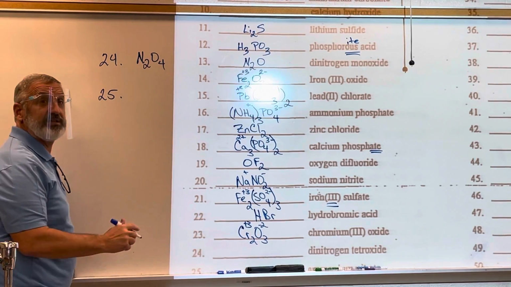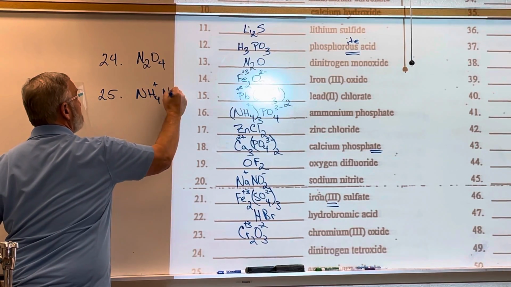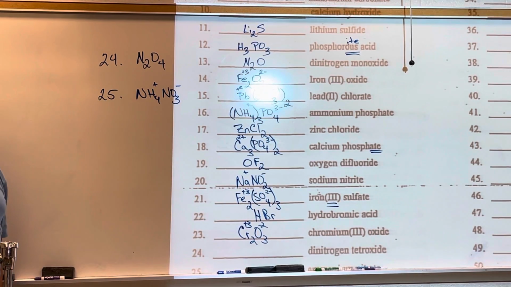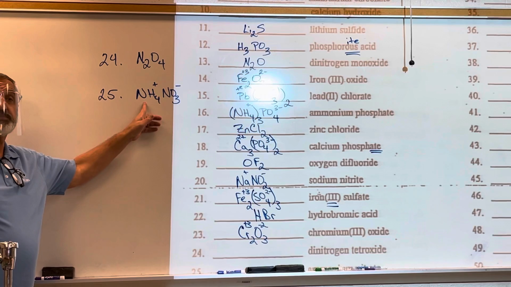ammonium nitrate. Ammonium is NH4 plus, nitrate is NO3, so it's just NH4NO3, ammonium nitrate. They use this a lot in fertilizer, but it's also very explosive.